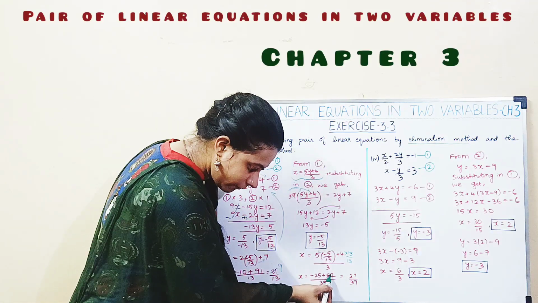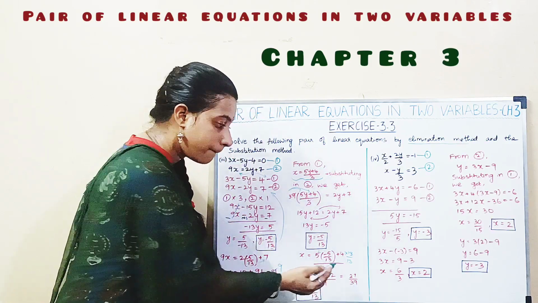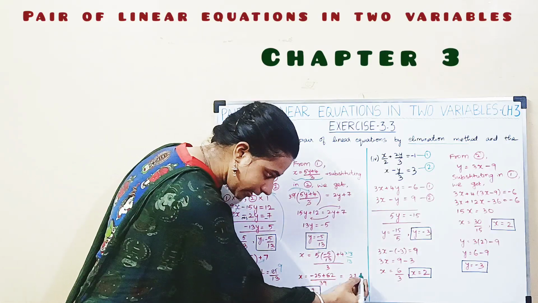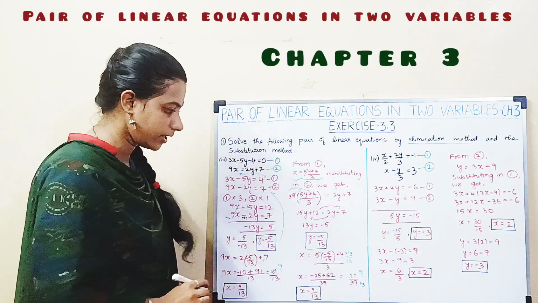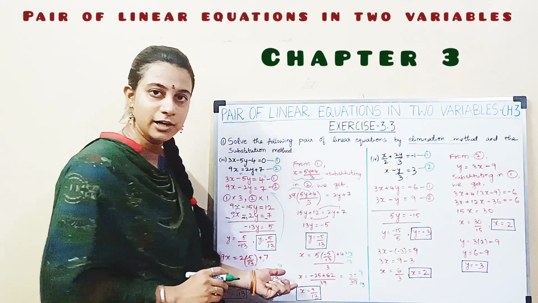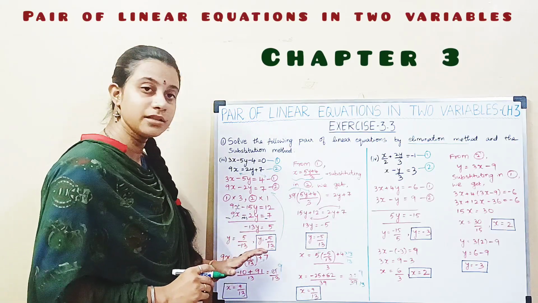So 52 minus 25 is 27 and the denominator is 39. Both are multiples of 3, so we can cancel it, like 3 into 9, 27, and 3 into 13, 39. So we are getting x equal to 9 by 13, and this is also the same value which we obtained through the elimination method. So with this we are completing this third subdivision.